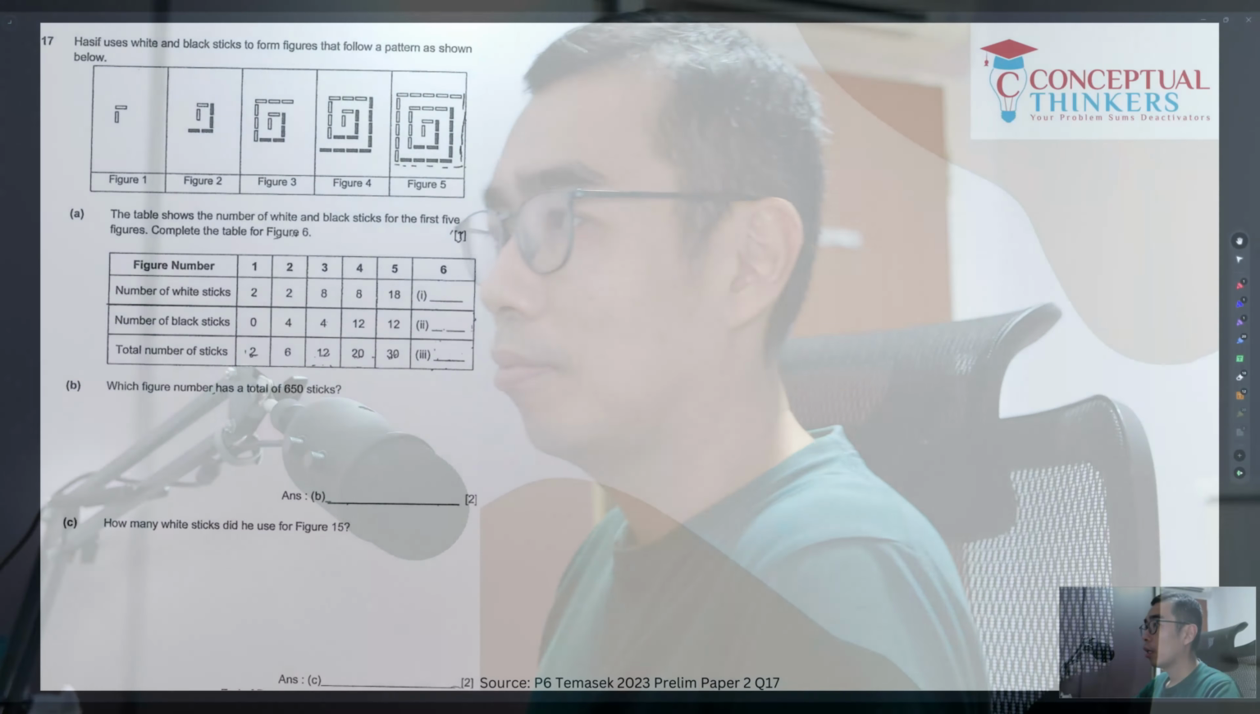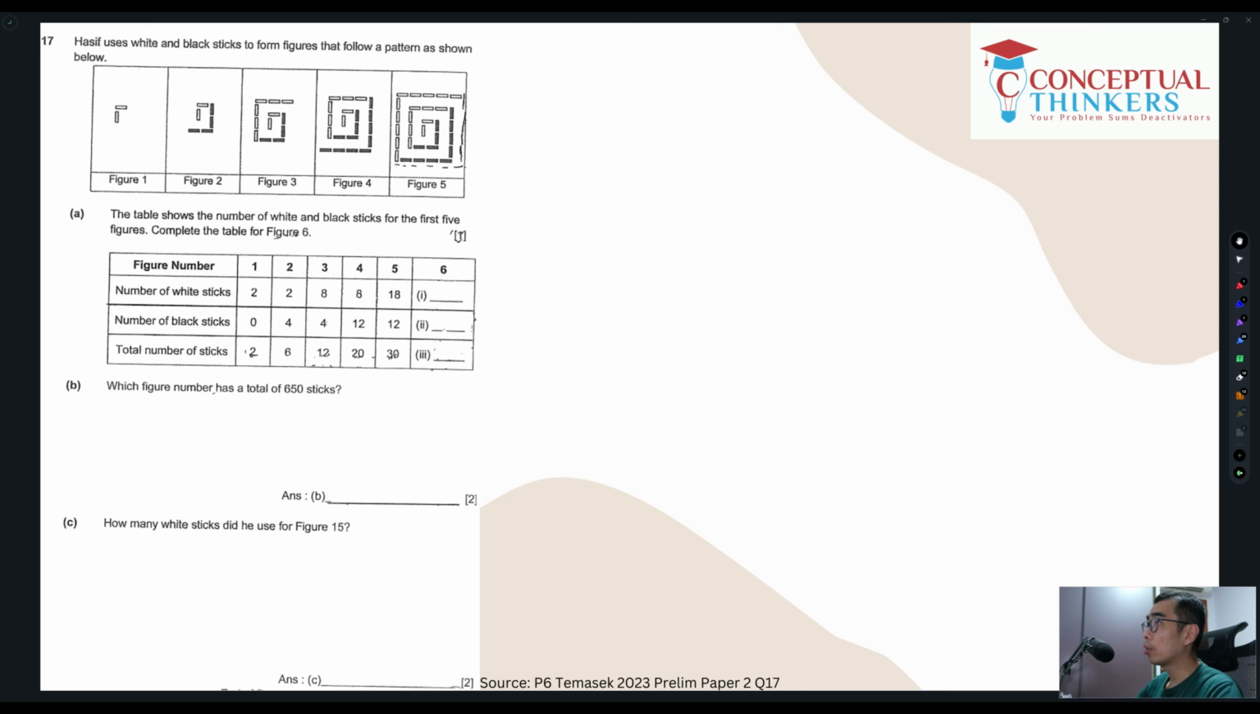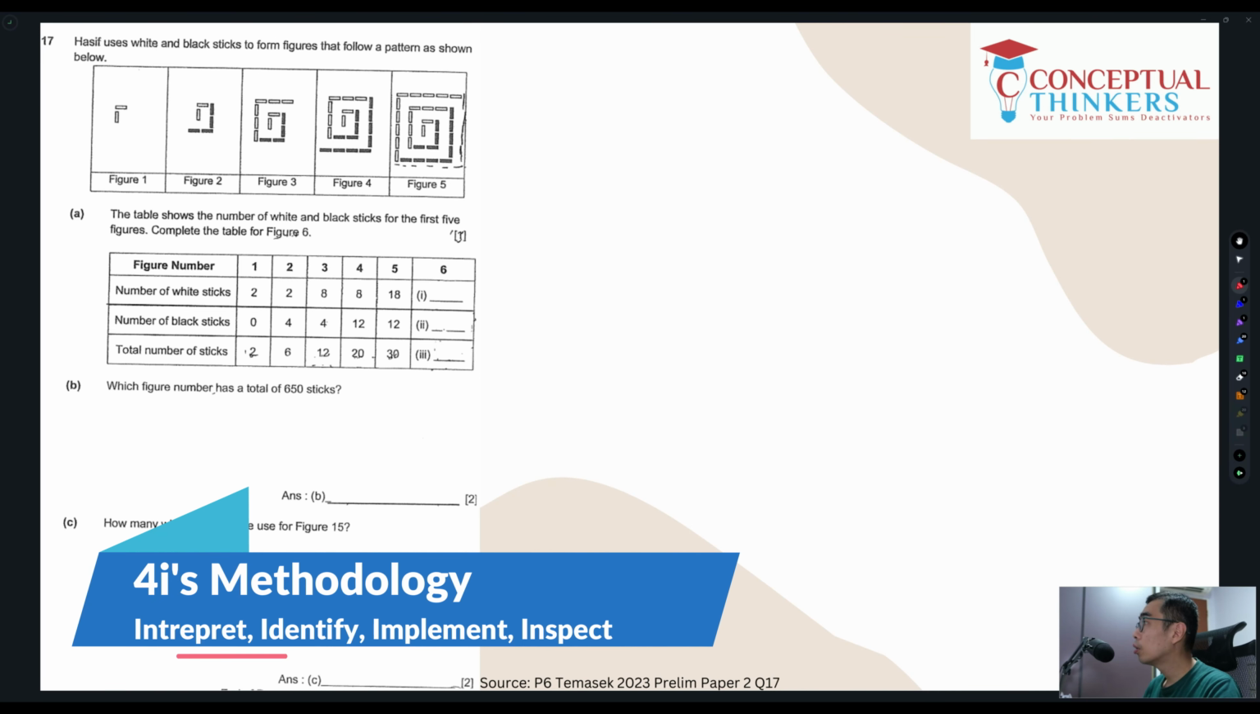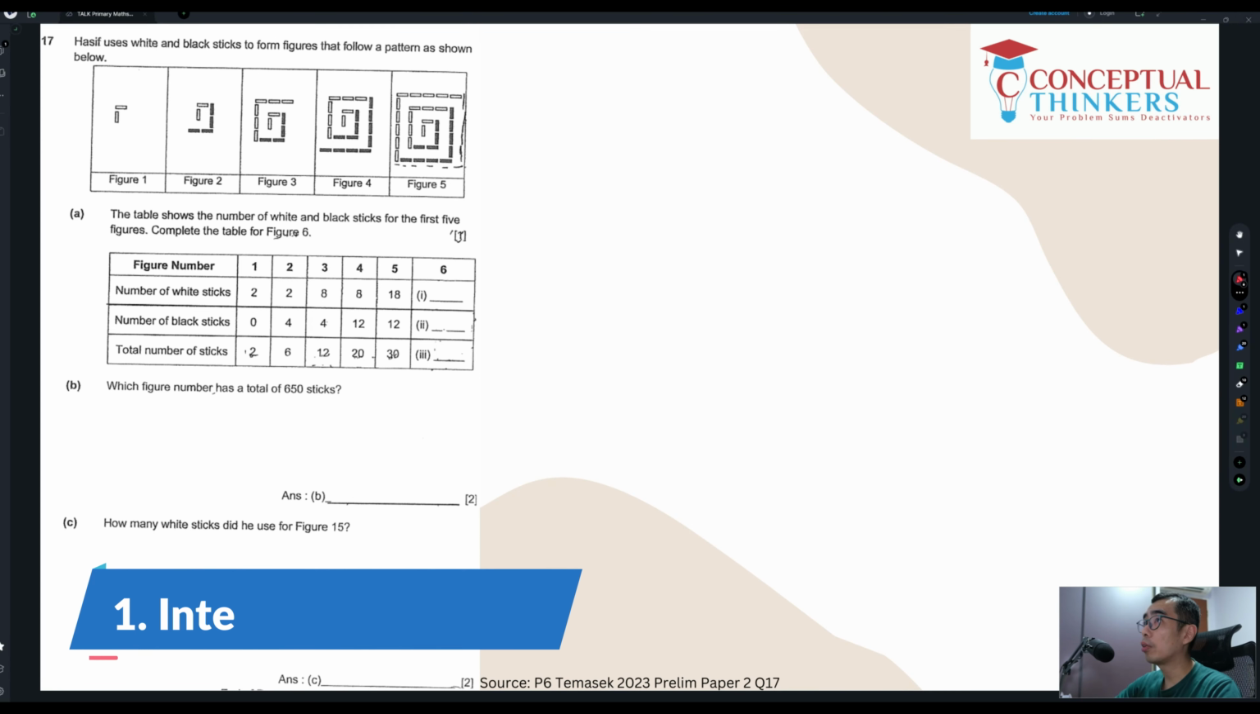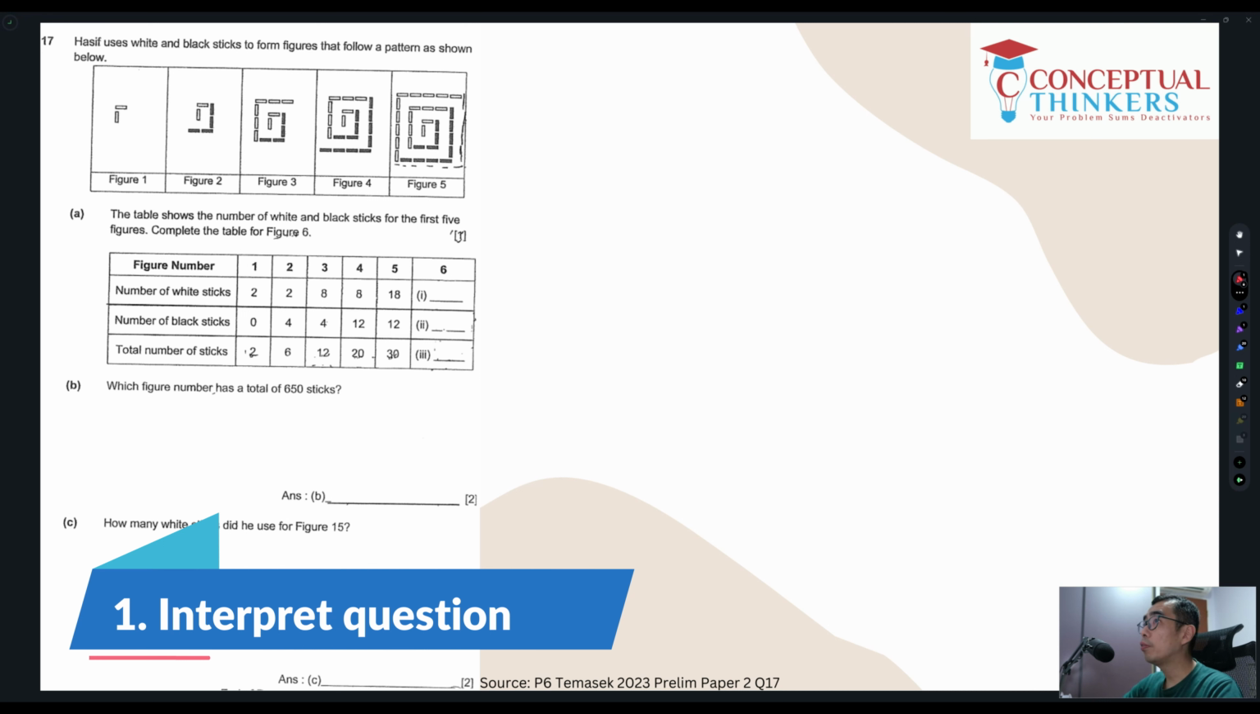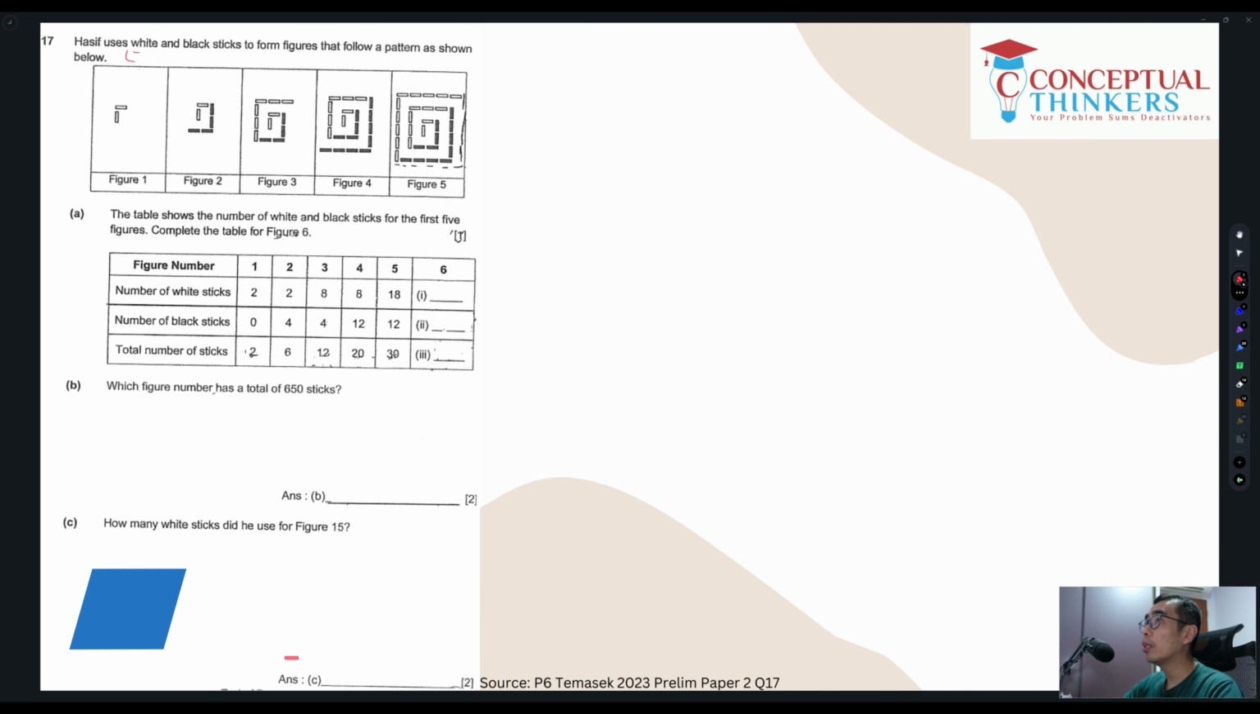So without further ado, let's look at the question now. I'll be using our centerpoint methodology to solve the question. So let's first interpret the question. So we have Hasif uses white and black sticks to form figures that show a pattern as shown below. So this will be the patterns.